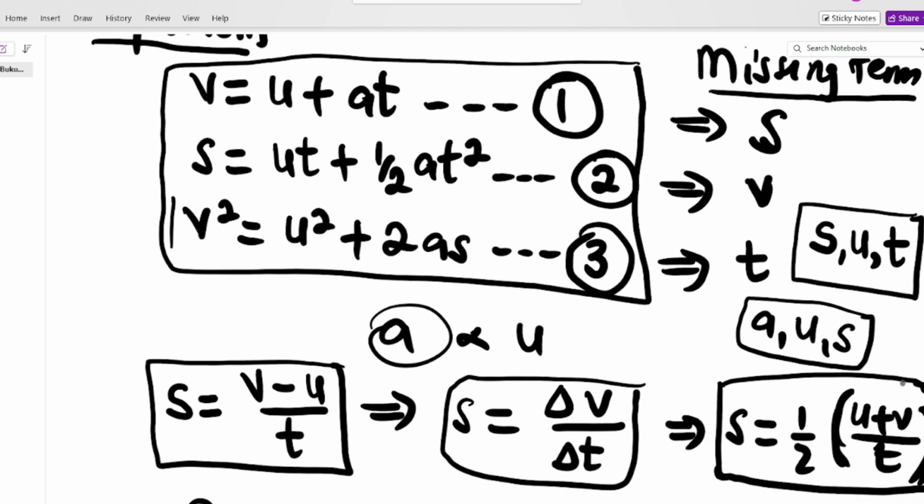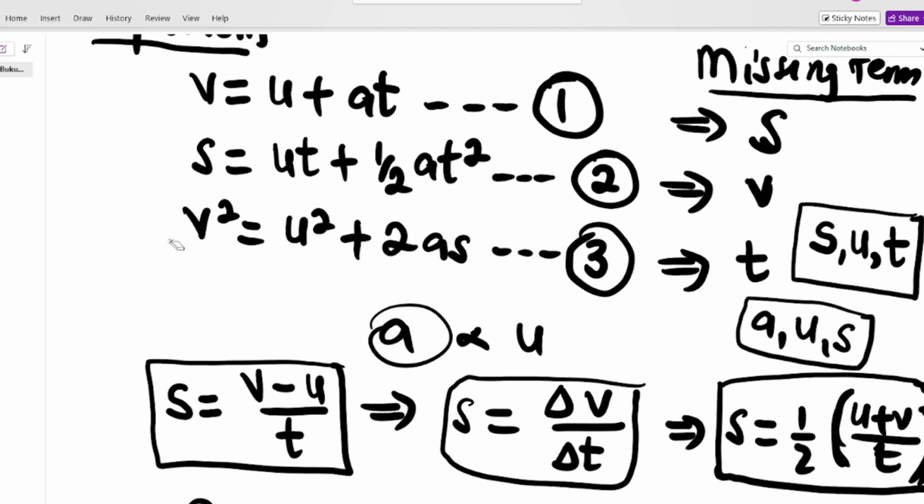Please, I'll choose the third equation. The third equation. Oh wow. Yes. Why? Because A, U and S are given in the third equation. Okay. Yeah, it's only one variable that's missing in the third equation.